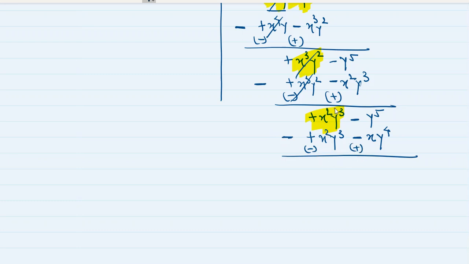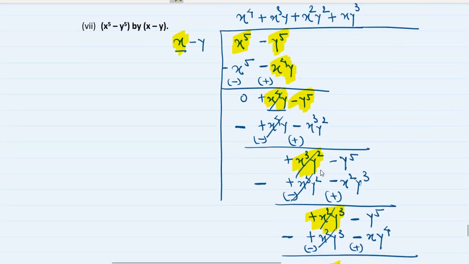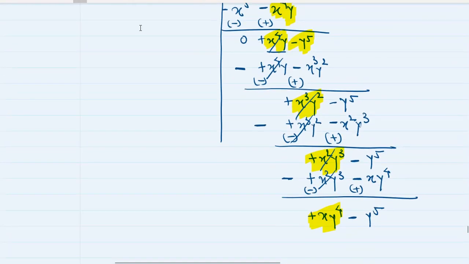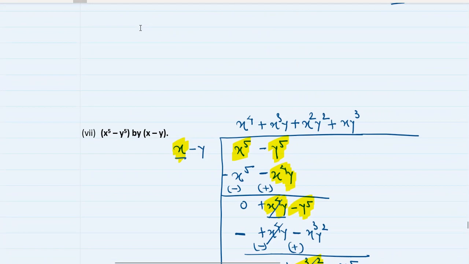Okay, so these two terms will cut and here we are going to get xy raised to 4 minus y raised to 5. Now take xy raised to 4 as the first term of your dividend and divide it by x. So you get y raised to 4, only y raised to 4, and I think this is the last thing.